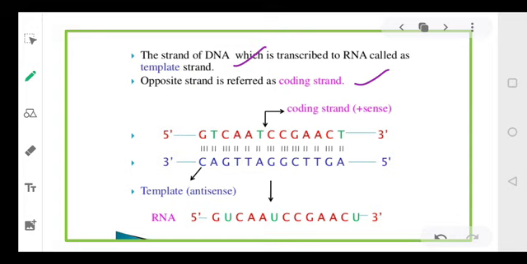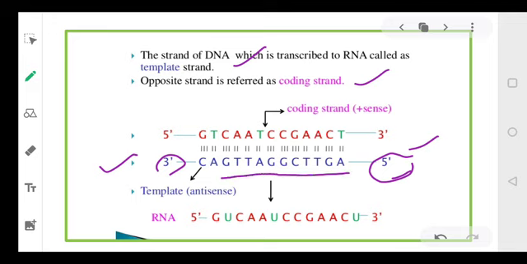Now look, I have indicated a portion of DNA. This 3 prime to 5 prime strand will act as the template strand. We have to remember that the strand which is 3 prime to 5 prime will be our template strand. Now look, the sequences are given: cytosine, adenine, guanine, thymine. C is cytosine, A is adenine, T is thymine, G is guanine. I hope you remember the bases. So against C we will have G, against A we will have U here.